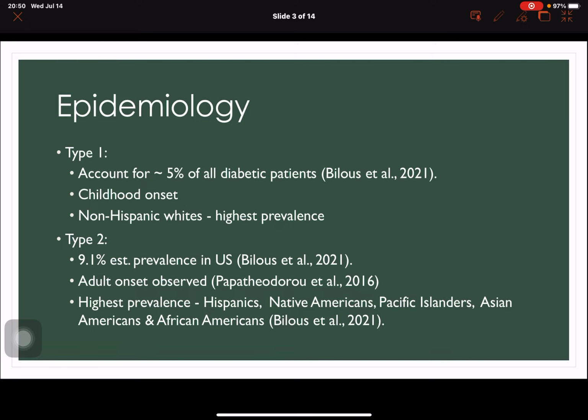Type 2, however, has an estimated prevalence in the U.S. of 9.1%. Adult onset is typically greater than 40 years, though the mean age of onset is decreasing. Prevalence is highest in Hispanics, Native Americans, Asian Americans, African Americans, and Pacific Islanders. In 2017, approximately 462 million individuals were affected by type 2 diabetes, corresponding to 6.28% of the world's population, or a prevalence rate of 6,059 cases per 100,000.